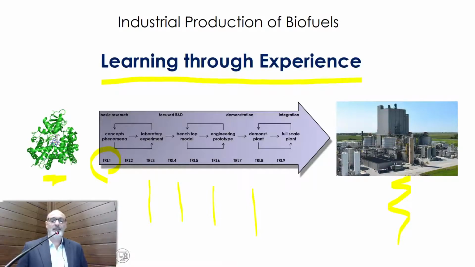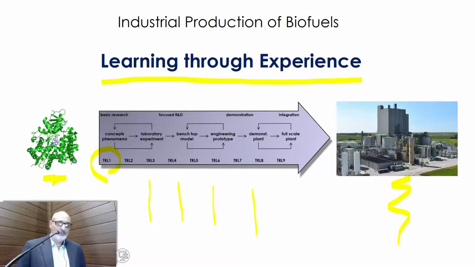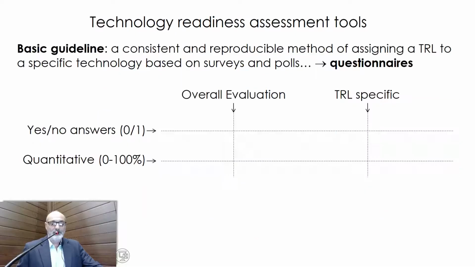That's another guideline of my talk, okay? So, if someone comes to you and says, I have this process, I have these chemical compounds, how can you decide if it's TRL 6 or 7? I'm going to give you some tools. The basic guideline for a tool to assess the technology readiness level is two most important words: a consistent and reproducible method of assigning a TRL to a specific technology.